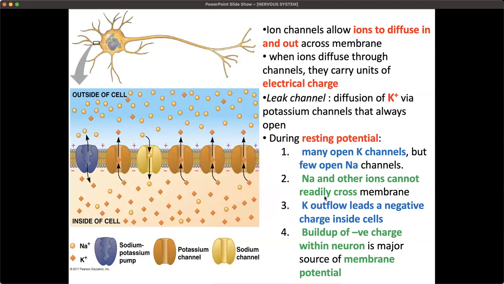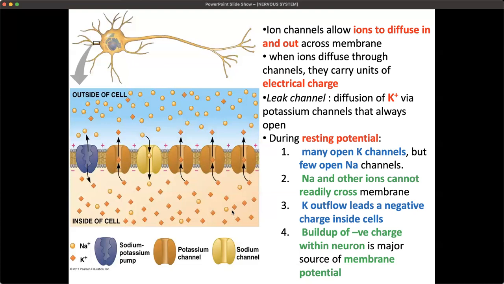Sodium and other ions cannot readily cross the membrane, because just a few sodium ion channels are open, and they cannot diffuse through the phospholipid bilayer. So a lot of sodium ions are accumulated outside. Potassium outflow leaves a negative charge inside the cells. As I mentioned before, when a lot of potassium ions flow out, they're bringing positive charge out. So when a lot of positive ions flow out of the neuron, you're creating a negative charge. That is why everything is negative inside here.